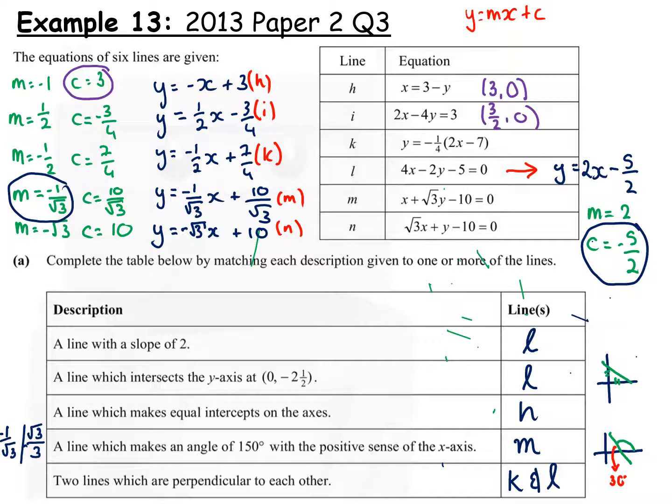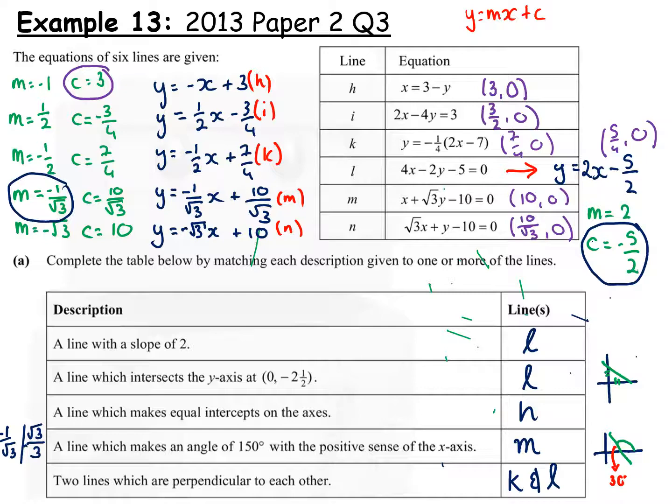Over here, if we let y equal 0, we have minus 7 over 4. So that actually is 7 over 4, 0 here. Let y equal 0, x is 5 over 4. I haven't really got space, but it's 5 over 4, 0, no, that doesn't match here. Y is equal to 0. So that gives me 10, 0 here. Let y equal 0, and it's 10 over root 3, 0. So the only one where the x-intercept and the y-intercept match is line H.